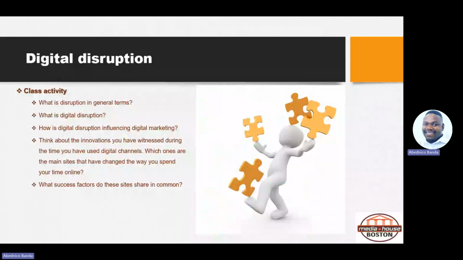Think about the innovations you have witnessed during the time you have used digital channels. Which ones are the main sites that have changed the way you spend your time online? And what factors do these sites share in common? So generally, to answer some of those questions, whenever we come across the word disruption, we think of chaos, we think of disturbances, we think of anarchy, we think of barbarism.